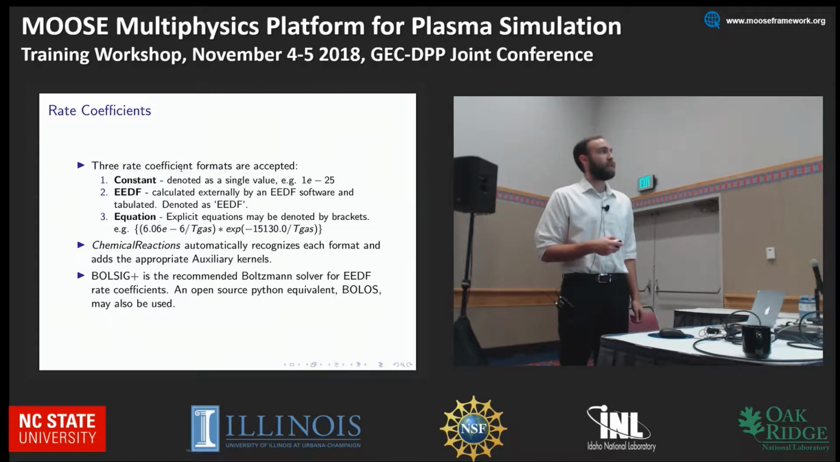Okay, and as I said, there is a Boltzmann Python equivalent called Bolos, which I have also used, and they get pretty much the same results. Or as you were saying, if you have your own in-house software, as long as you can get rate coefficients out of it, that's fine.